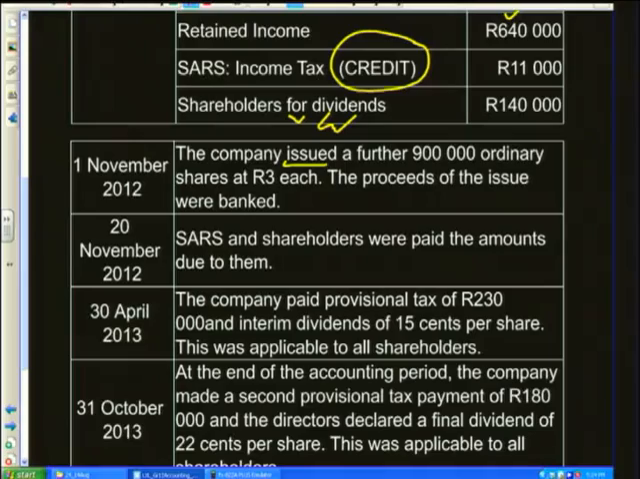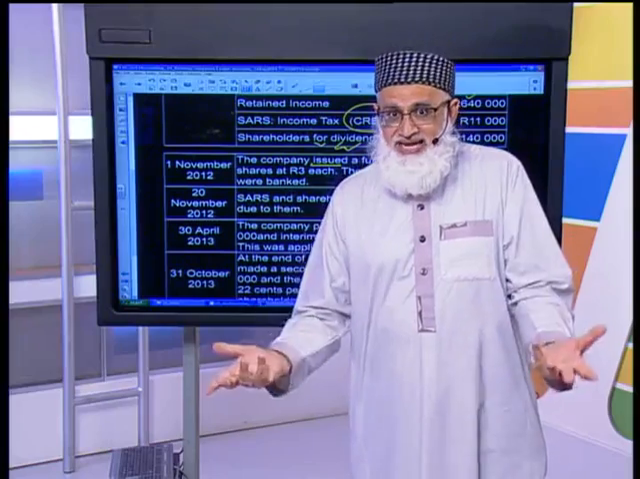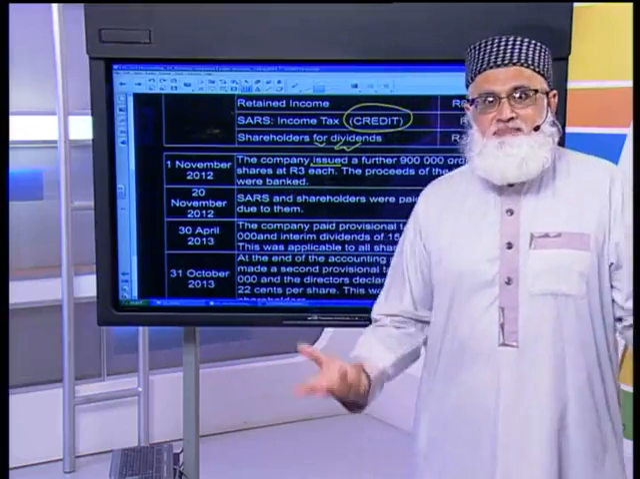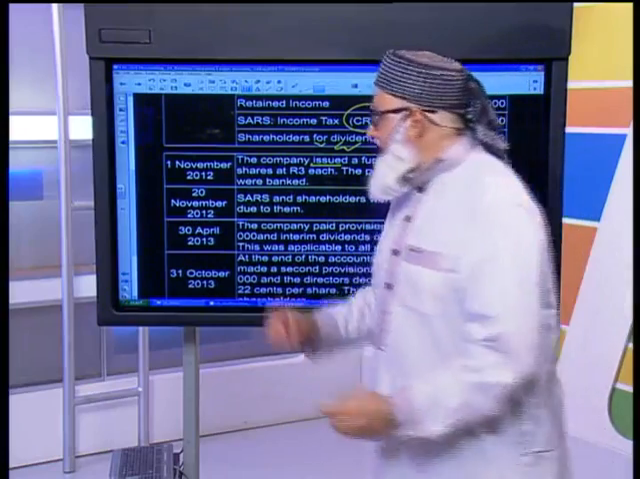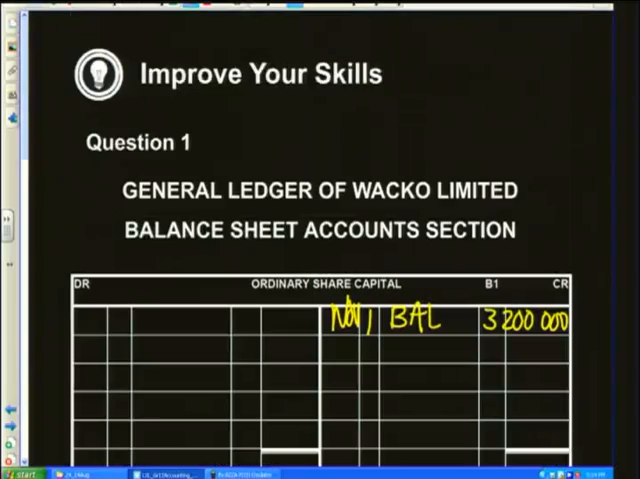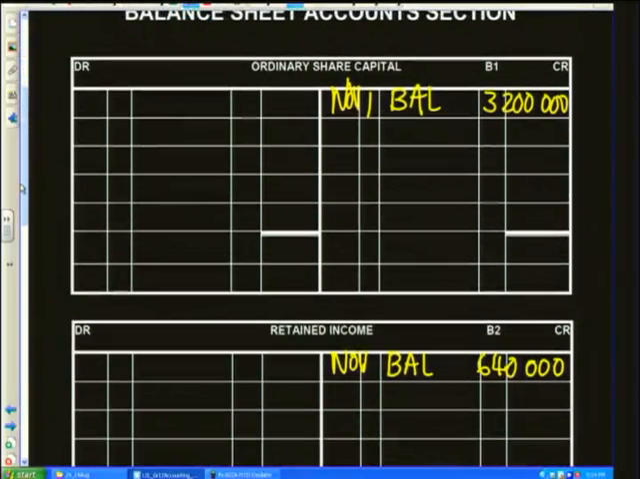Okay, so the proceeds of the issue were banked. So immediately you're being told we're receiving money. Bank equals money, moolah. We received money. What's happening to my bank account? My bank account is increasing in value, therefore debited. What am I going to do? I'm going to credit my ordinary share capital account. And let me do that. There's my bank entry.